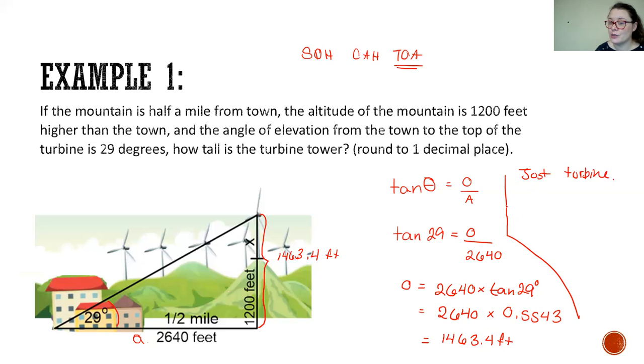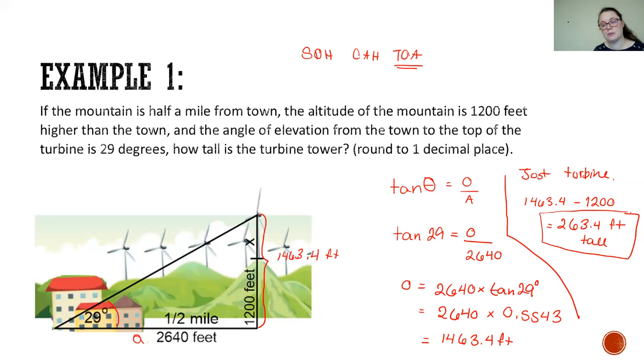Now, if we want to know just the turbine, we are going to take our number, 1,463.4, and subtract the height of the mountain. So it just makes it a two-step question. It's a little more complicated version of the simple triangles that you've had. And we find that our turbine is 263.4 feet tall. So nice, easy question. Just making sure that you use common units is kind of the most important thing there.